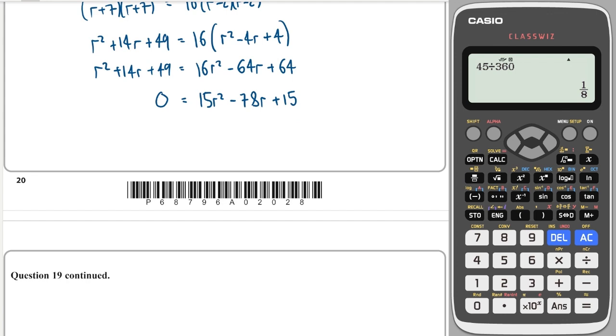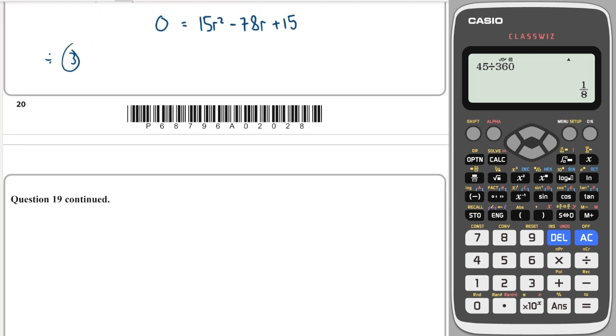Okay, now when I have a quadratic like this with not particularly pleasant numbers, I need to think, is there anything I can divide through by? Well, I've actually spotted that these are all multiples of 3. So I can divide through by 3. And this will give me 5r squared minus 26r plus 5 equals 0.